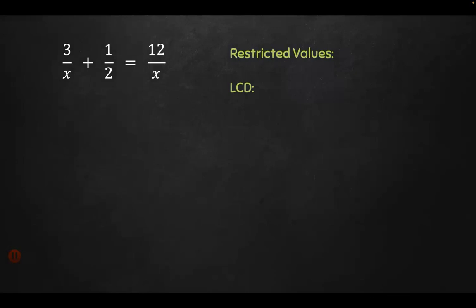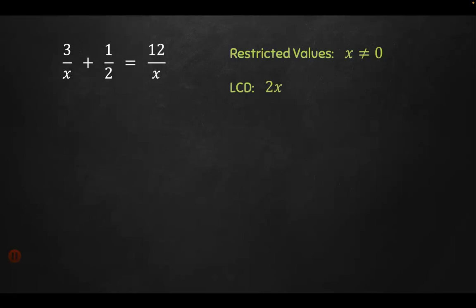So let's look at this example. In this example, we want to find the restricted value. So I'm looking at my denominators and I'm looking to see what numbers would make my denominator 0. When I put in 0 for x, I'm going to get 0 in the denominators. That can't be true. It can't be a solution because I can't divide by 0. So my restricted value is going to be 0.